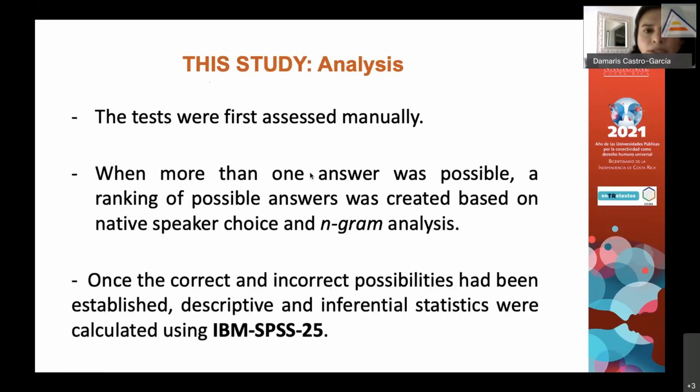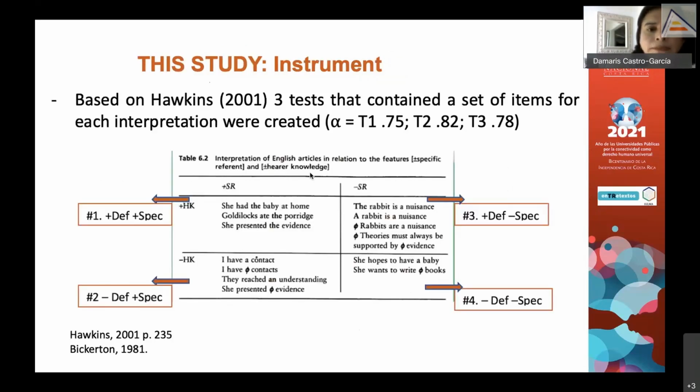The tests were assessed manually. Then we checked the answers using n-gram to check which of the answers was more common than the other. And then we did some statistical analysis using IBM SPSS 25. So the base for this study is what I'm showing you here.